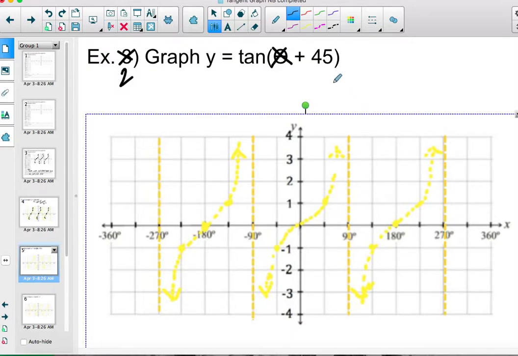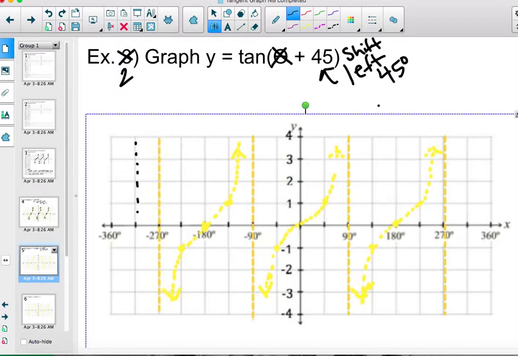Okay, so now that your parent graph is on your graph here, what does 45 degrees inside the parentheses do? Well, as you know, because this is plus, we are going to shift left 45 degrees. Now that is paying attention on the x-axis. So when we shift left and right, the asymptotes actually do move, and every tick mark here is 45 degrees. So that's what I'm going to start with first.